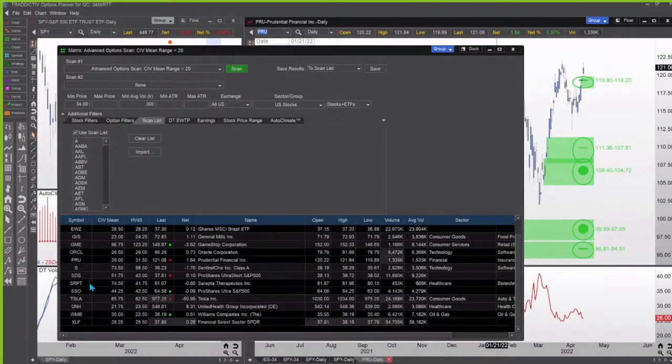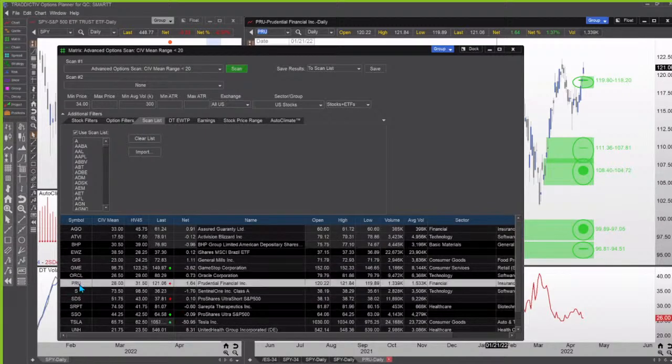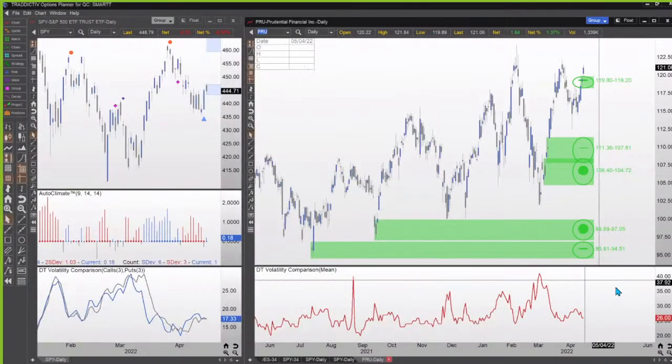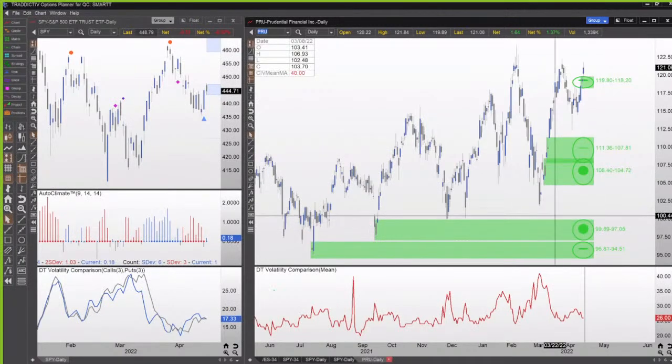I have multiple stocks here in the list, and for example, here I just clicked on Prudential, one of the companies I picked out of the list. It could be Oracle, anything. Here's the chart of Prudential, and in the bottom part you can see the implied volatility. The current implied volatility for Prudential is 26. What does that mean? The expectation for a future move is 26%, up or down, in one year. That's what that number represents.